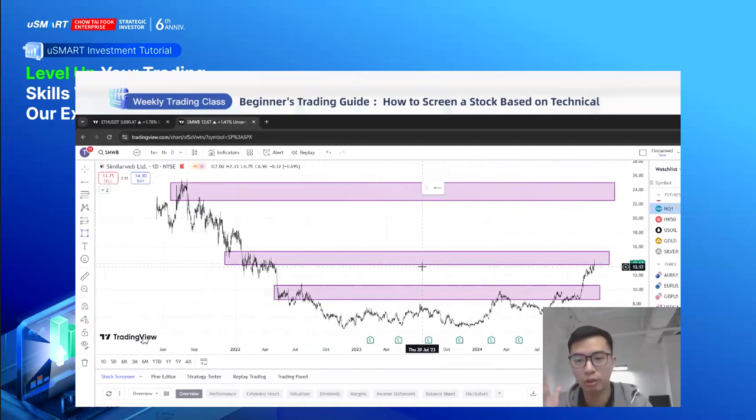First we look at the moving average, then we look at the support resistance, and usually I won't look at the trend line already, because the moving average actually already indicates that this stock price has a higher potential to go upwards. It's on an uptrend.